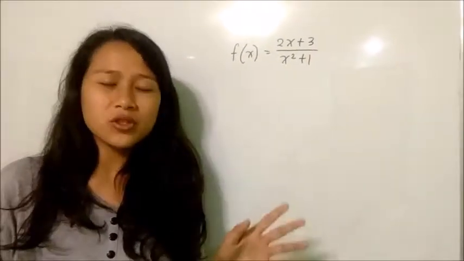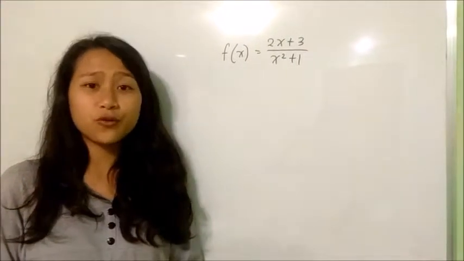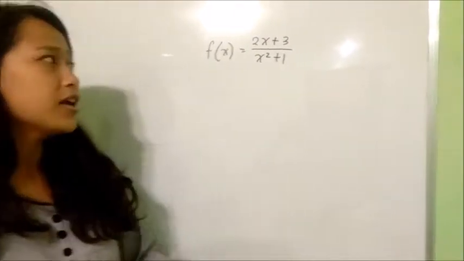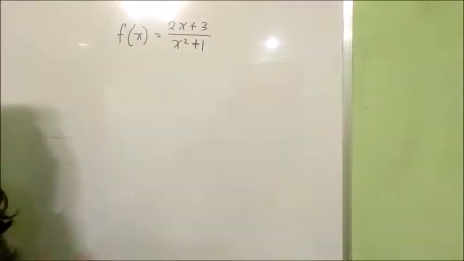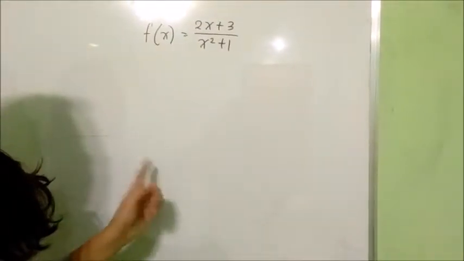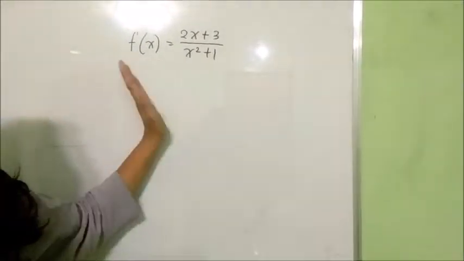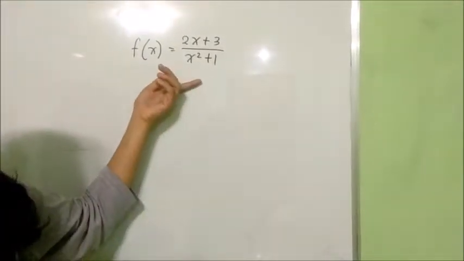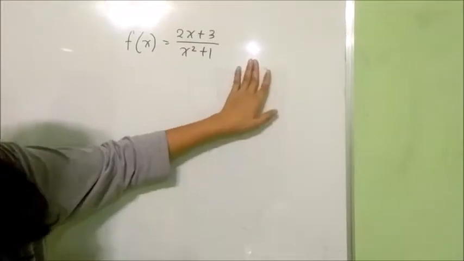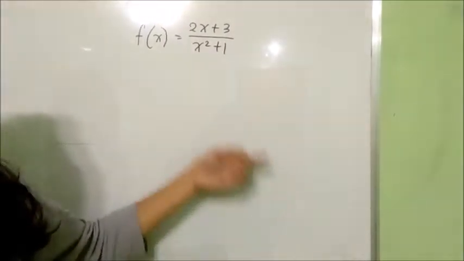Alright, so now let me show you another example on how to find a derivative of a function. Now we have here the function f of x, which is equal to 2x plus 3 all over x squared plus 1. So as you can see, this is in fractional form.